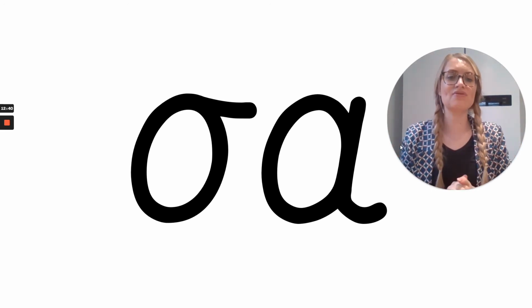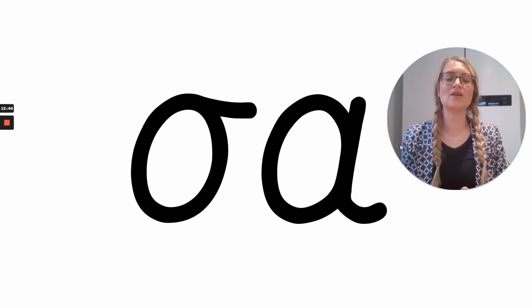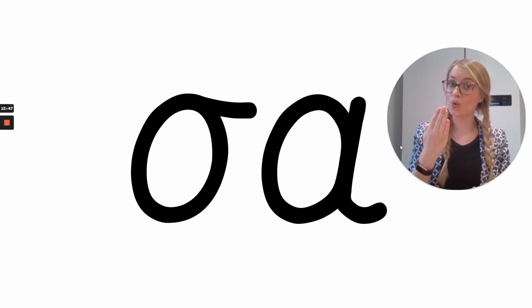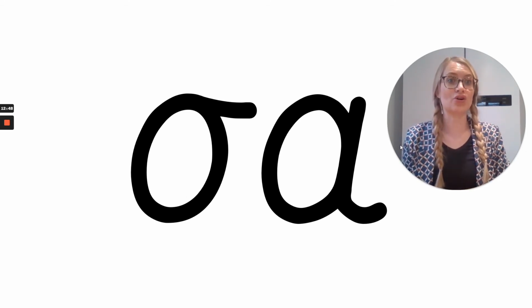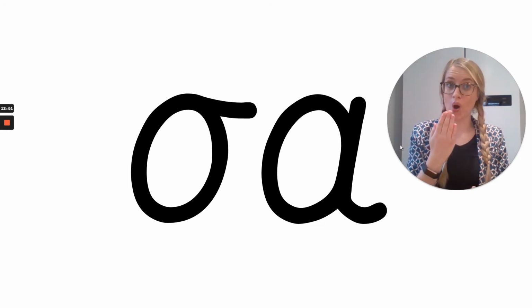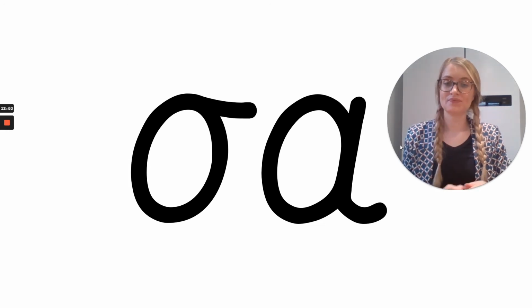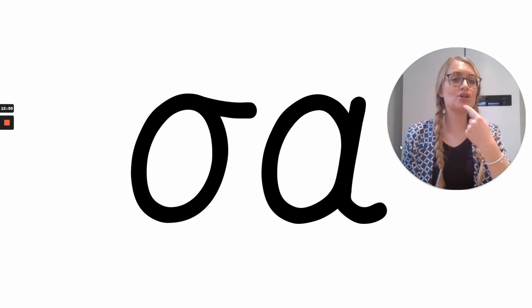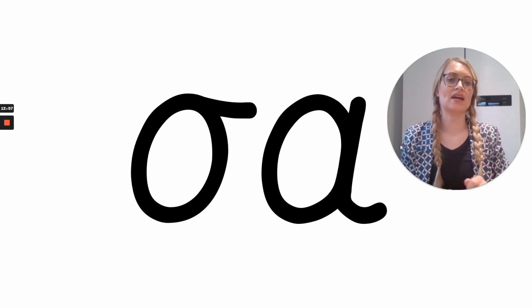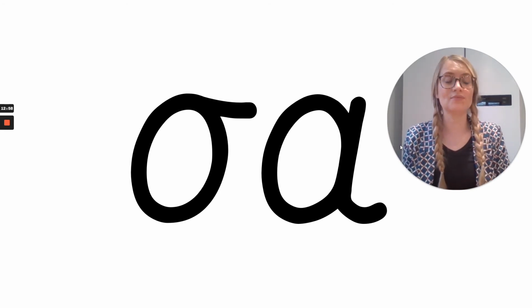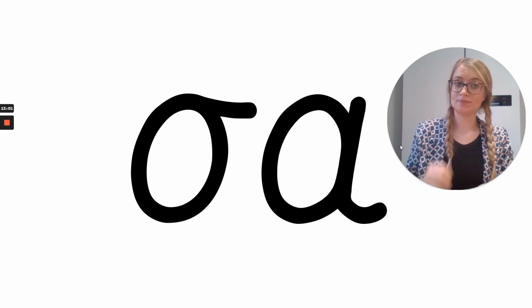This is a digraph, two letters making one sound, and the phoneme, the sound they are making is oa. You might have a bit of a shocked face and say, oh. Your mouth is making two circular shapes, just like in the letters O and A.